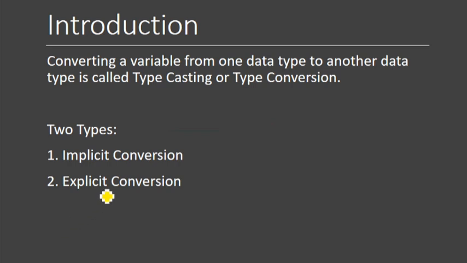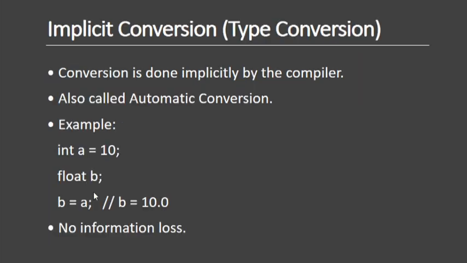So there are two types of conversions: implicit conversion and explicit conversion. Implicit conversion means conversion is done implicitly by the compiler. Internally, the compiler automatically performs the conversion from integer to float. Integer to float means one data type into another data type conversion.